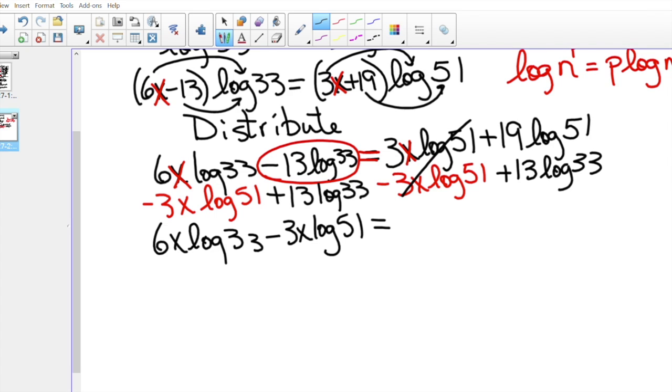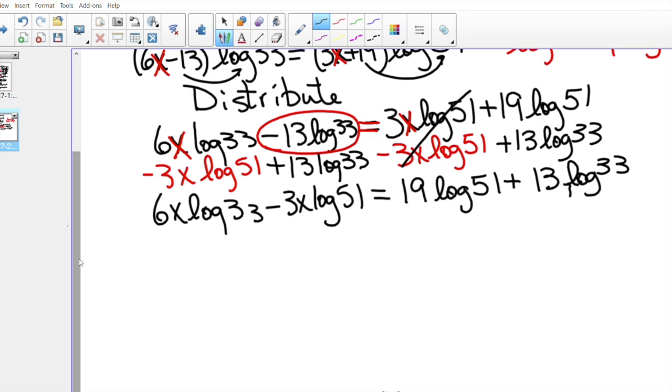Now that, of course, canceled out. So we have 19 log 51 plus 13 log 33. Like I told you earlier, here's where the challenge is, right here. Your mind has got to remember that we factor out the x.